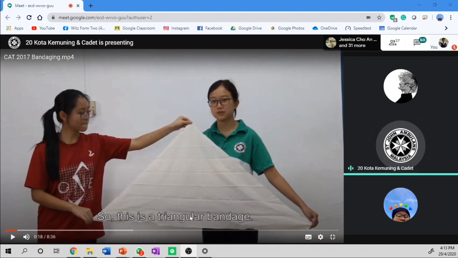So this is the base. If you guys have a triangle bandage, you can take it out also. This is the base, and then this is the point.